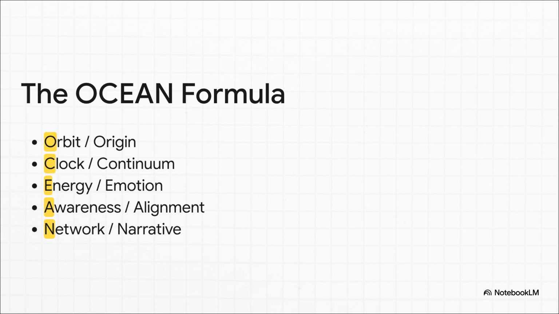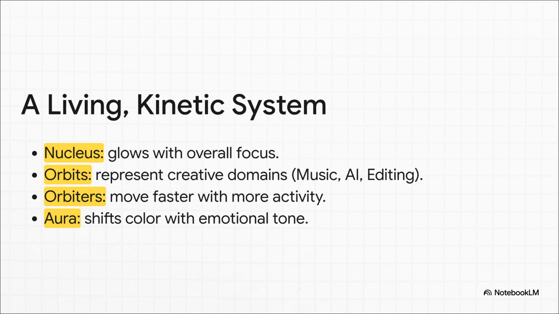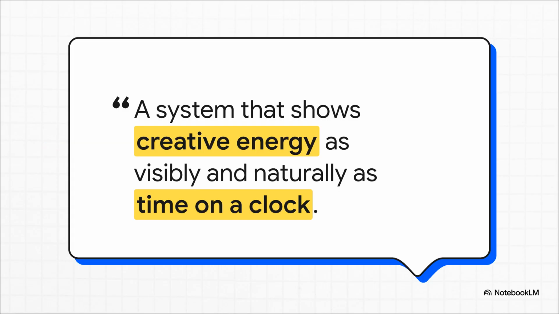So in the final design, this all comes together as this beautiful living system. There's a central nucleus that glows with your overall focus. You've got different orbits representing your creative projects, maybe music, AI, editing. The little orbiters, the planets in your system, they actually move faster the more energy you pour into that area. There's even a surrounding aura that shifts color based on your emotional tone. It's alive. And it all comes back to this one simple, powerful vision.